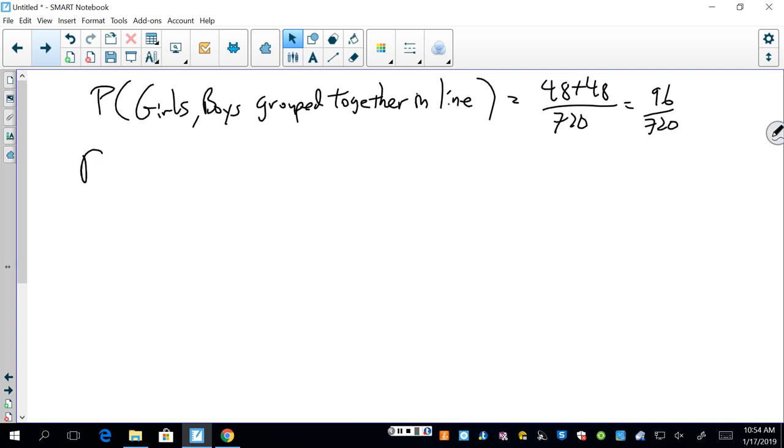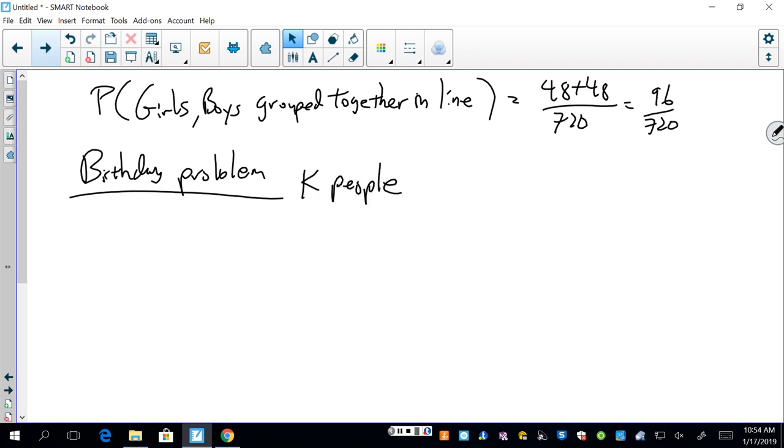So, have you heard of this birthday problem? Let's say you have K people, and what's the probability that there is a duplicate birthday in the group?